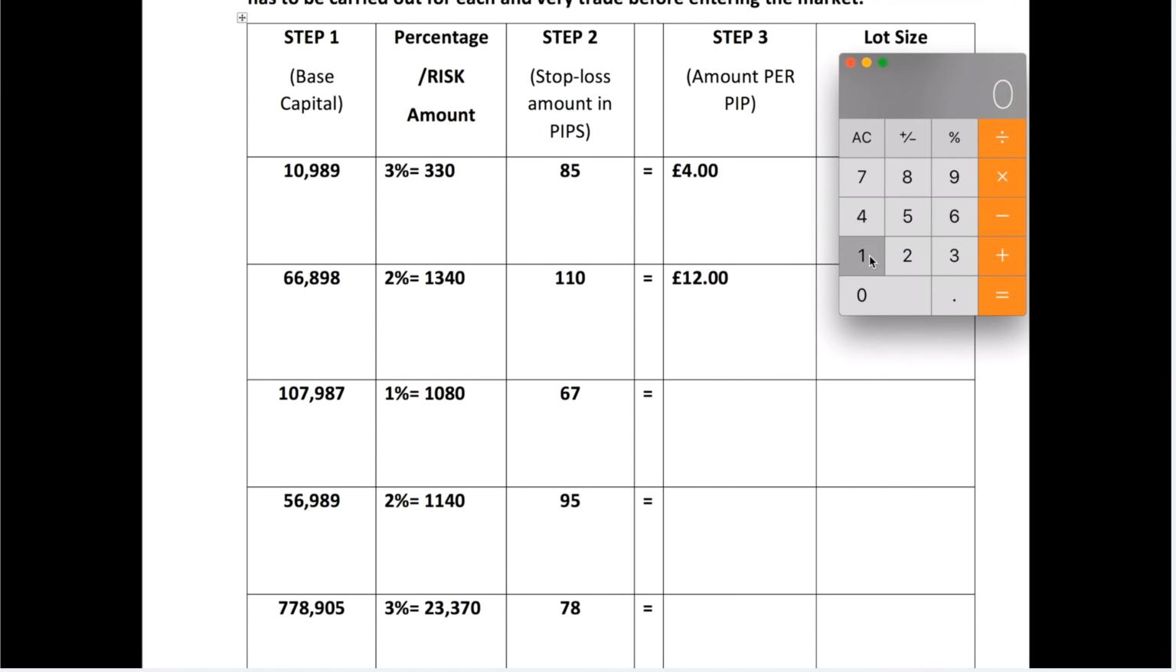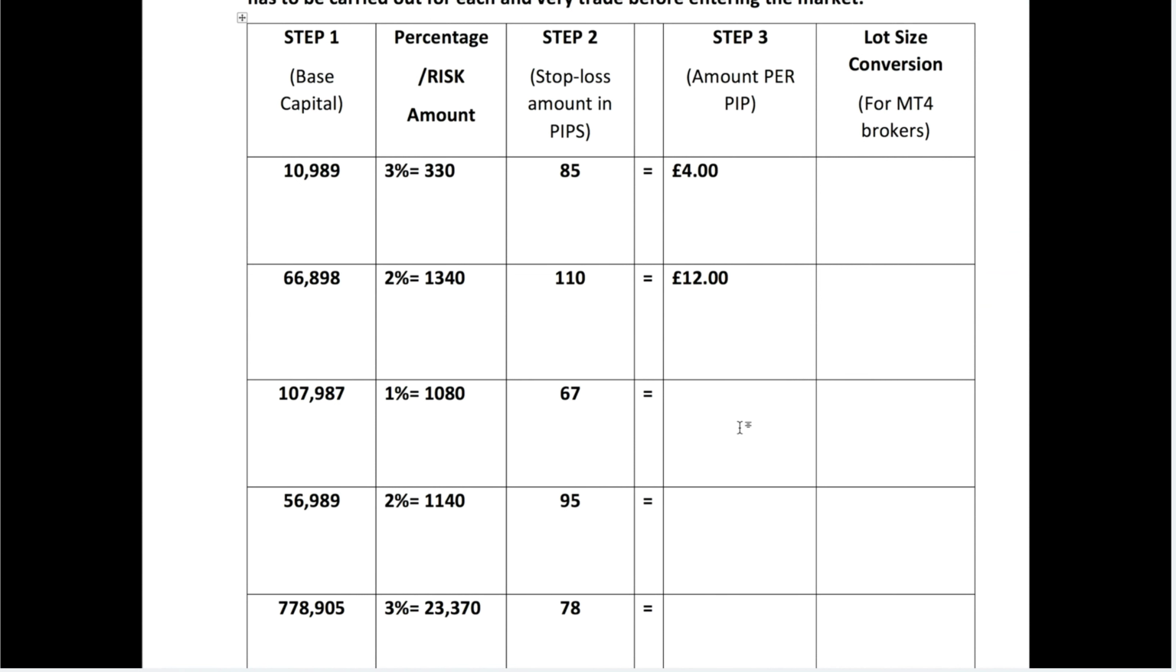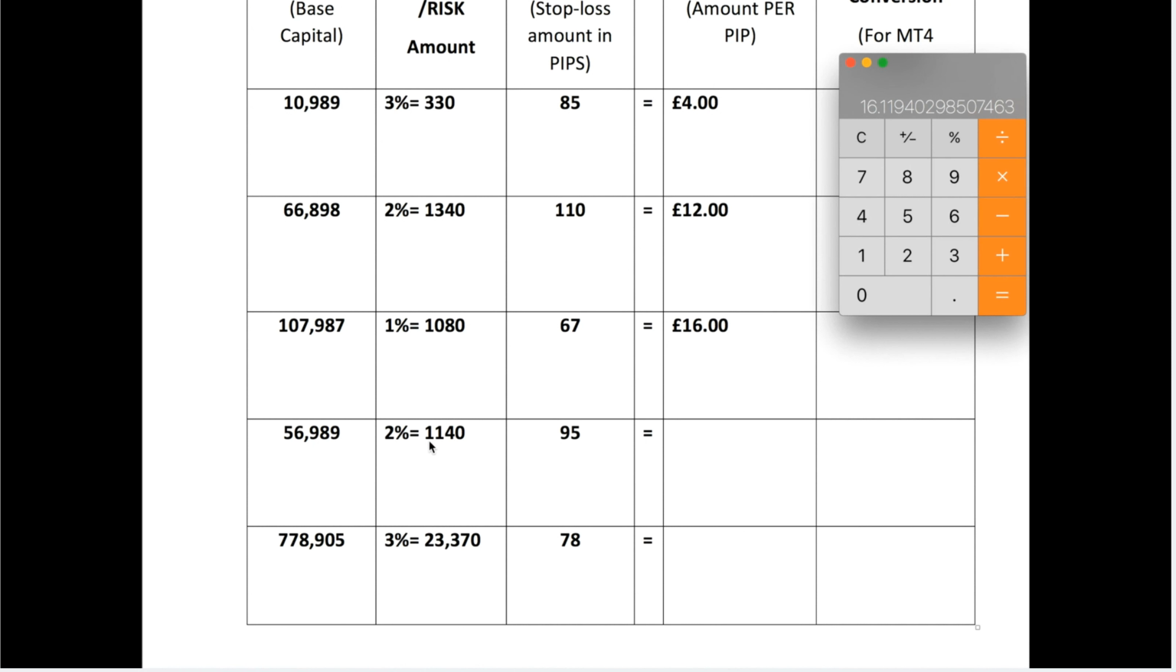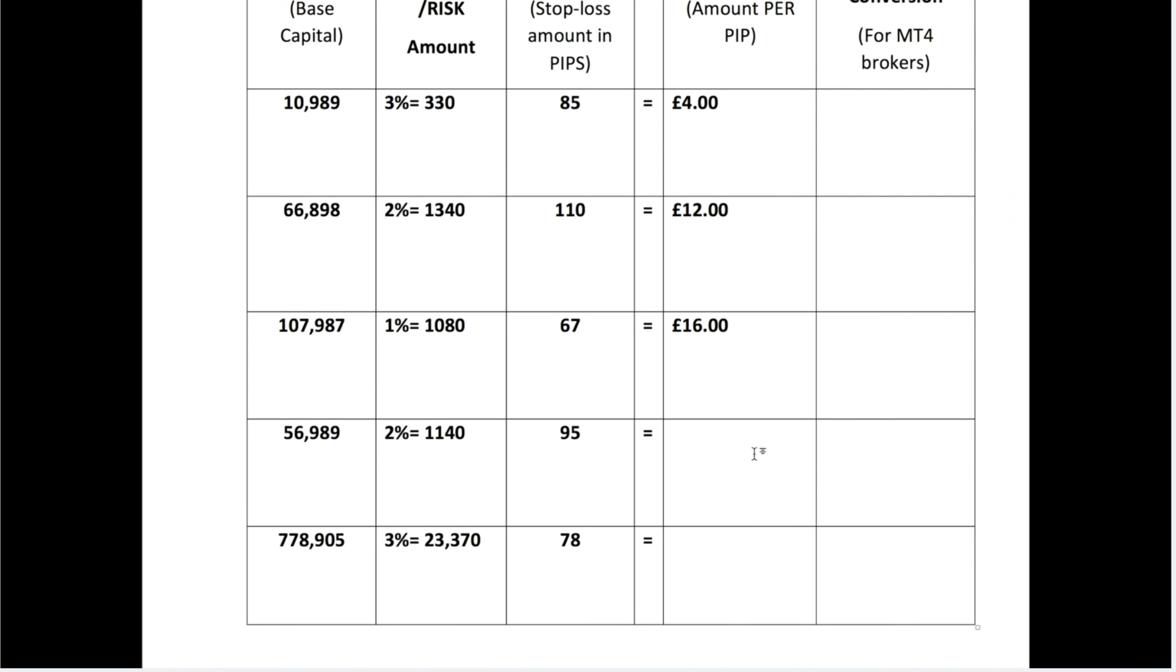Next one, we're risking 1%. Our 1% figure is 1,080. We're going to be dividing this by 67 pips this time, divided by 67 pips stop loss equals £16.11, which gives us a nice round number at £16. Next, we have our risk amount 1,140, divided by 95 pips stop loss equals 12. It's £12 a pip, bang on.